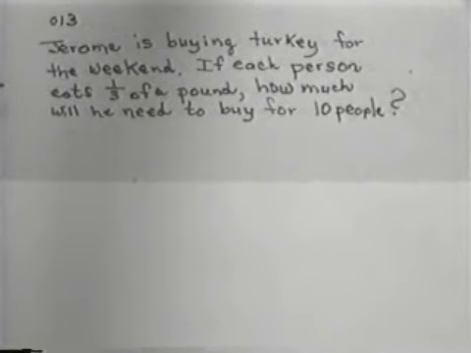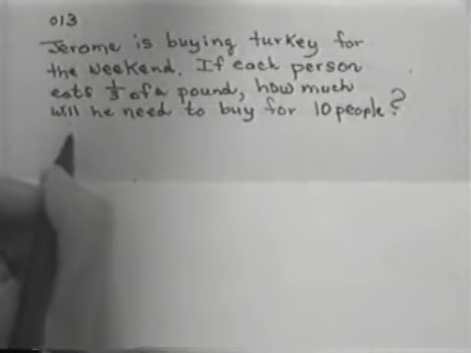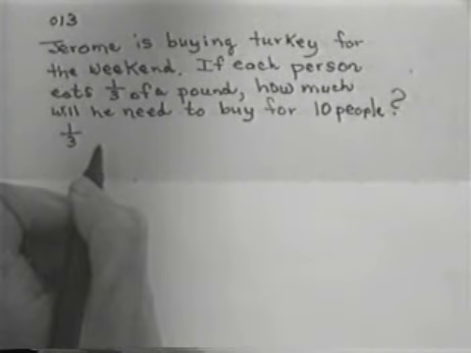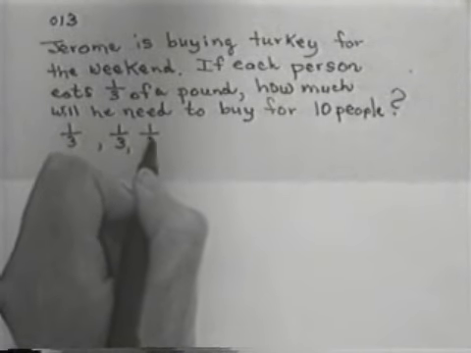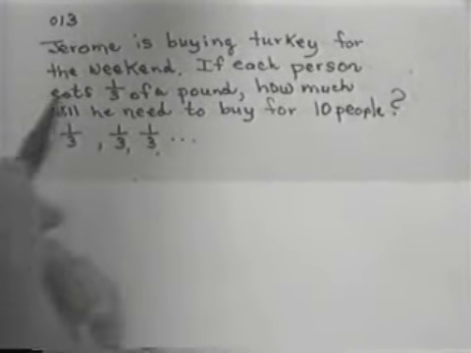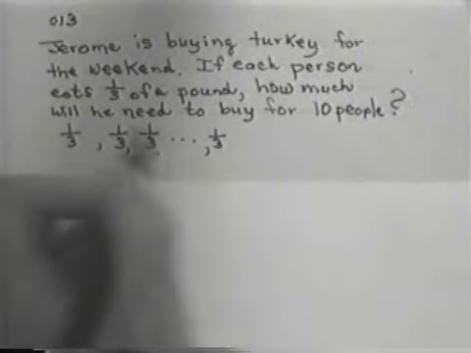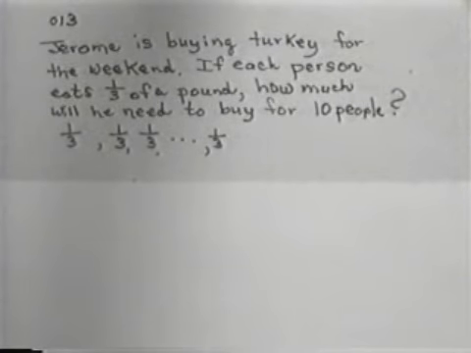So what we're saying here is that the first person would eat 1/3 of a pound, the second person would eat 1/3 of a pound, the third person would eat 1/3 of a pound, and so on till we used up all 10 of those people. So one way to figure out the answer would be to write 1/3 down ten times. We'd write down 1/3 until we got 10 times and count up how many thirds we'd have. And as you can guess, we're going to have 10 thirds. And that would really give us our answer.